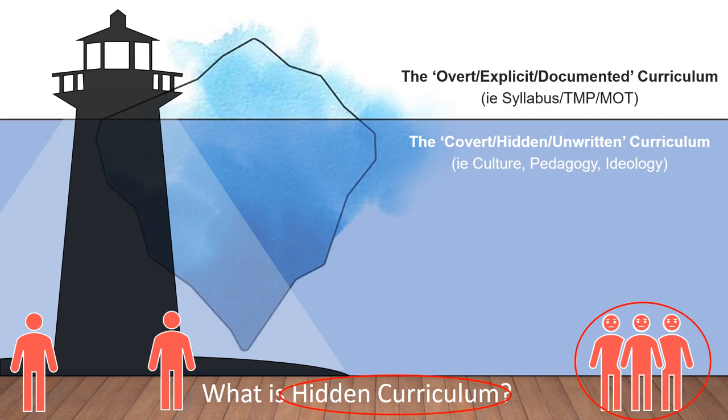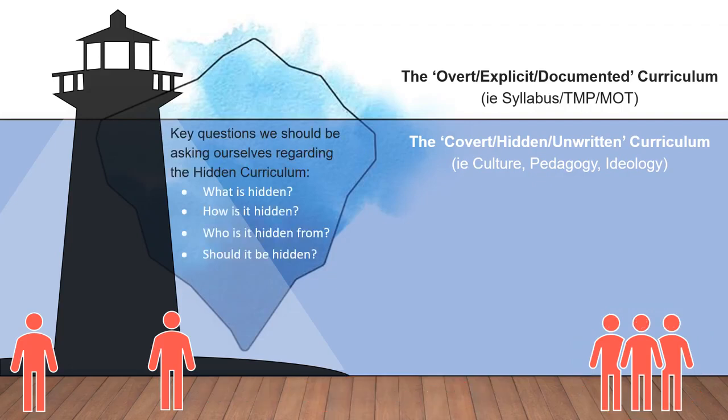So then what this means is that to ensure that the hidden curriculum reinforces the overt or explicit or documented curriculum, we must first ask ourselves, what's hidden? How is it hidden? Who is it hidden from? And should it be hidden? By answering these questions, we as instructors could more effectively manage the impact of the hidden curriculum in our lessons.